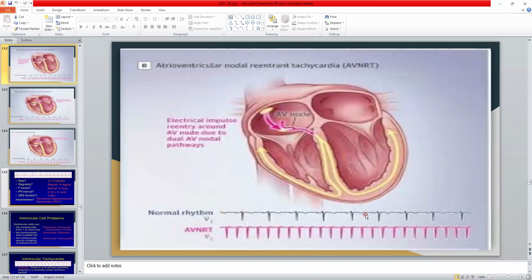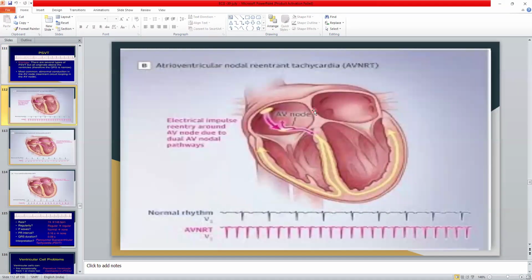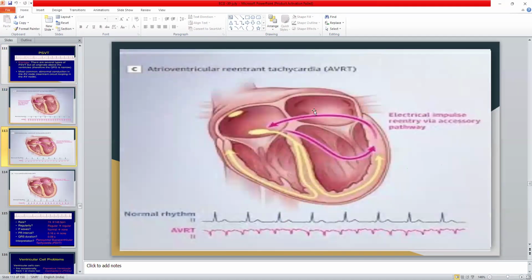So, this is the normal rhythm in supraventricular tachycardia. As I told you, the heart rate will speed up after a certain period of time. This is the other type. It is the atrioventricular reentrant tachycardia. Here, the electrical impulses re-enter via the accessory pathway.